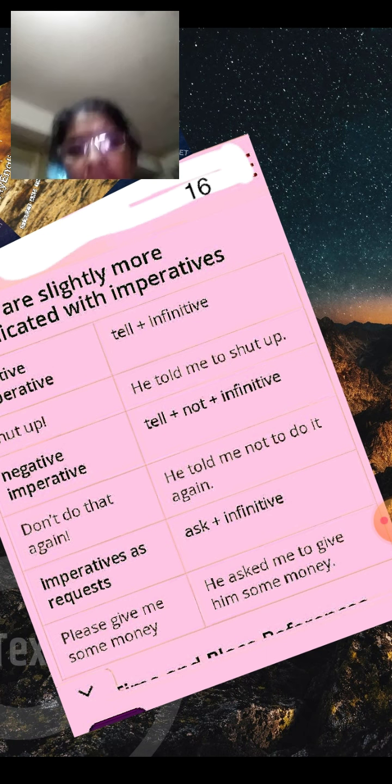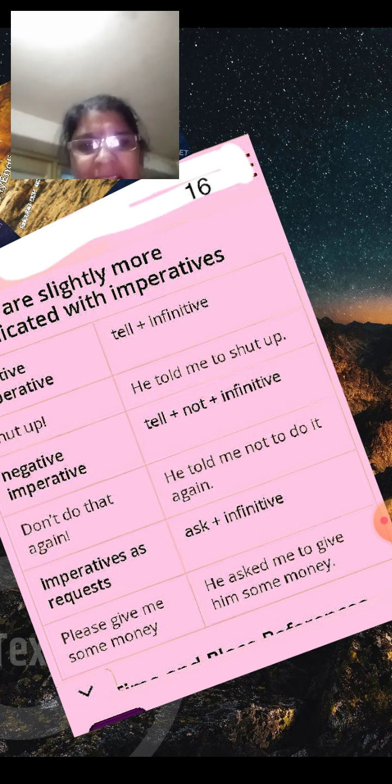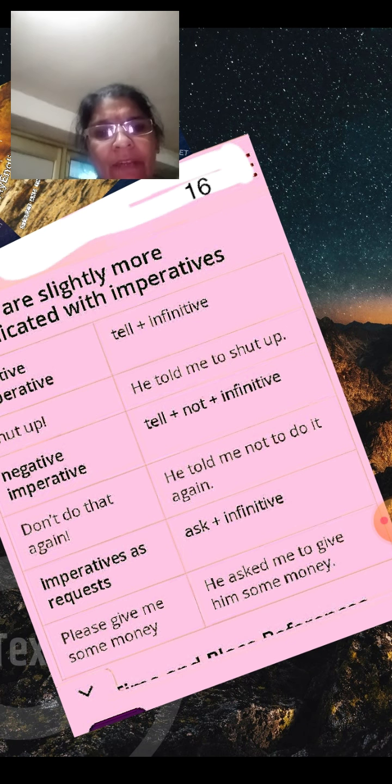Imperative as a request: Please give me some money. He asked me to give him some money.